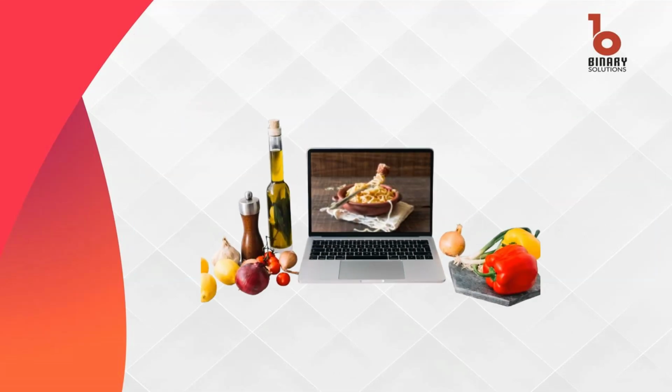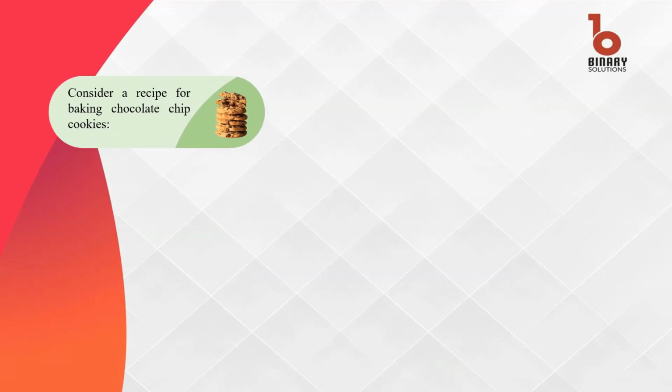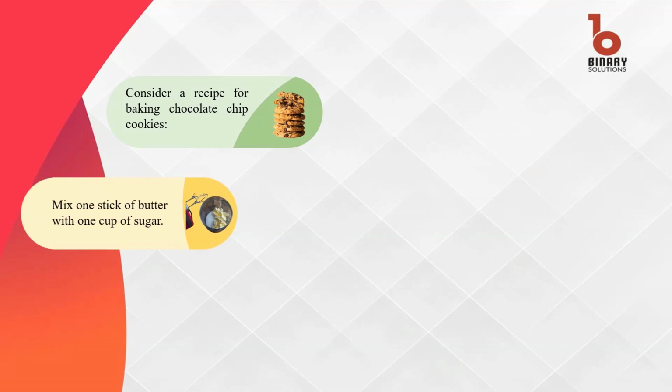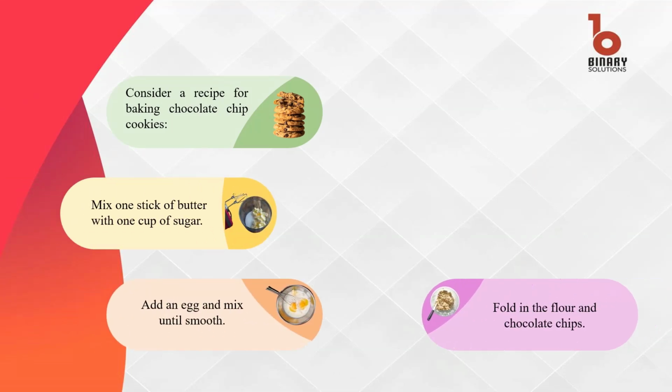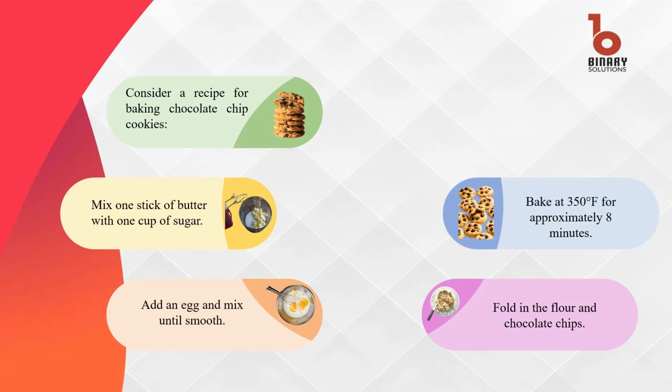Think of a computer program like a recipe. Just as a recipe provides instructions for baking a delicious cake, a computer program provides instructions for performing tasks. For example, let's look at a recipe for baking chocolate chip cookies. Mix 1 stick of butter and 1 cup of sugar. Add an egg and mix until combined. Stir in flour and chocolate chips. Bake at 350 Fahrenheit for 8 minutes.